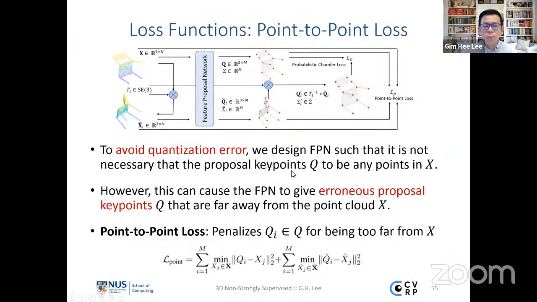In order to overcome this problem, in our USIP we avoid sampling directly from the input point cloud, and we allow our feature proposer network to predict key points anywhere in the 3D space. But after we relax this choice, the key points predicted might be too far away from the surface of the input point cloud. So to overcome this, we introduce the point-to-point loss that penalizes any key point detected by our feature proposer network that is too far away from the input point cloud.